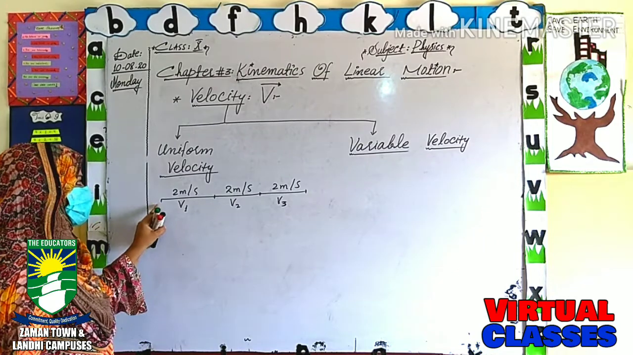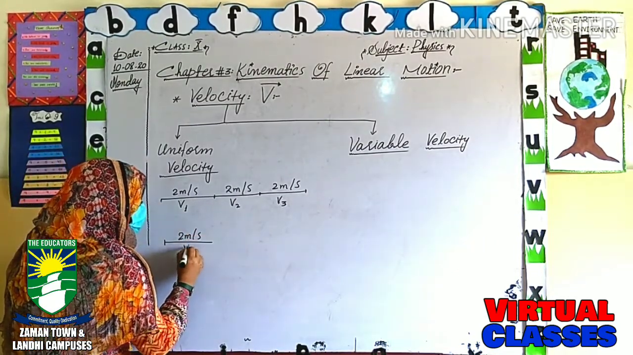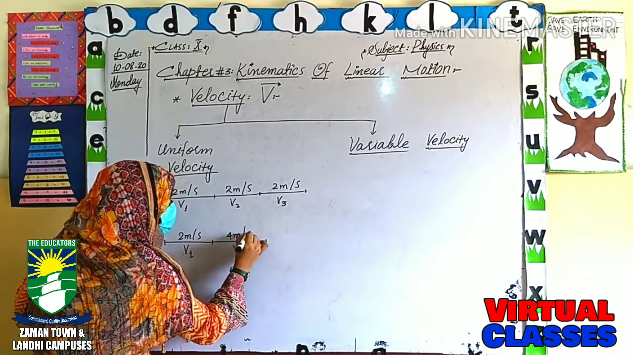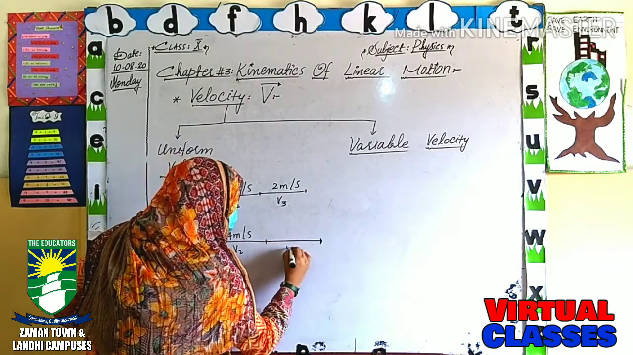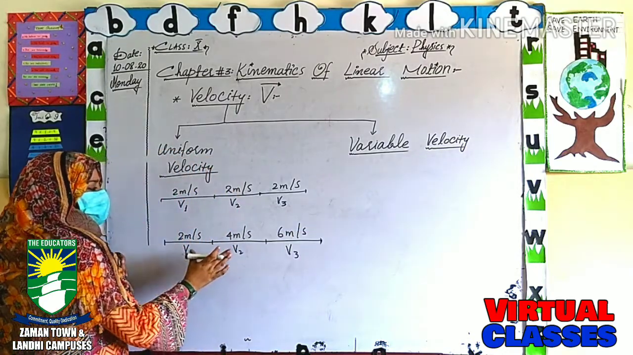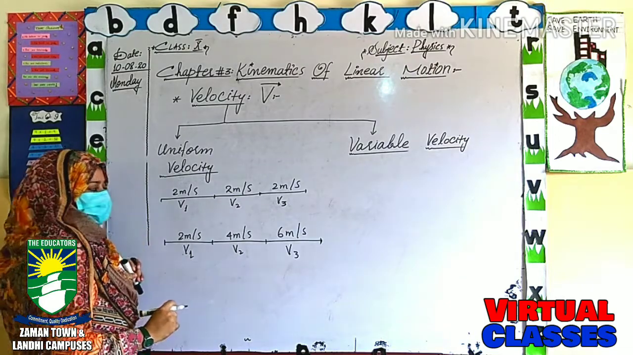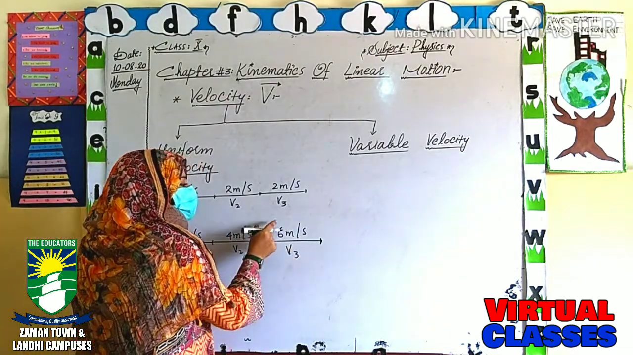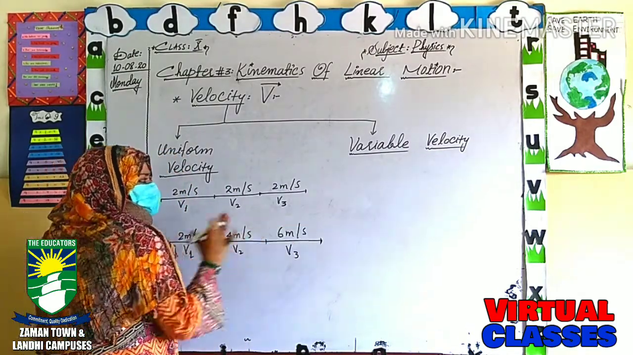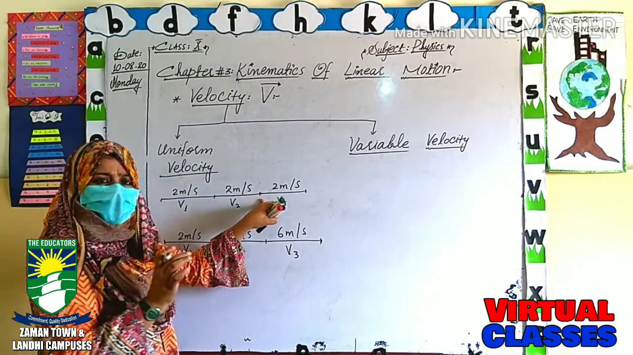I can write this example in another way: v1 is 2 meter per second, then v2 is 4 meter per second, and then v3 is 6 meter per second. If I find the difference between v1 and v2, v2 minus v1 will be 2 meter per second. Similarly, v3 minus v2 will also be 2 meter per second. You can see the velocity is being multiplied here. While in the first example, I have written the individual velocity for each case.